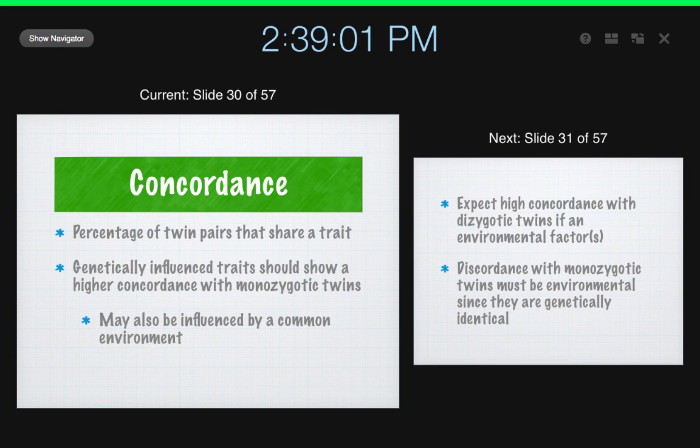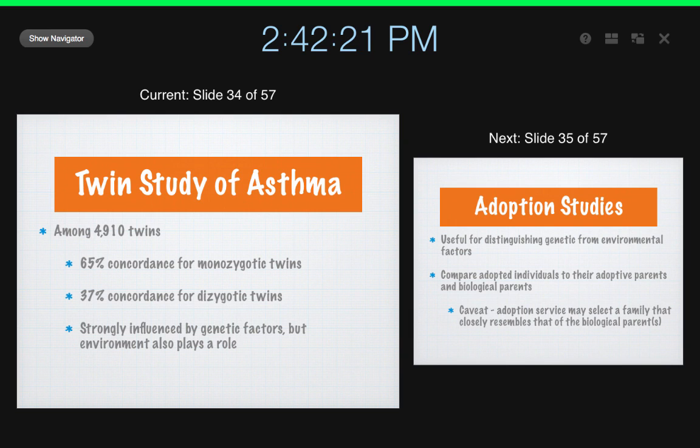So as it should make sense, if you're looking at a genetically influenced trait, what you would expect to see is a higher concordance among the monozygotic twins because they're genetically identical. Okay? But it's complicated. It could also be a common environmental factor. You can't really rule that out. Here's some studies on asthma from twins: what you see is 65% concordance of monozygotic, but only 37% for dizygotic. So it's, again, strongly influenced by genetic factors, but there's also environmental factors.